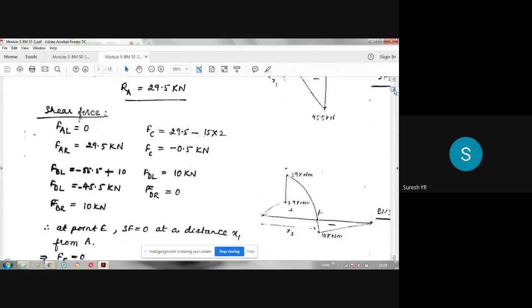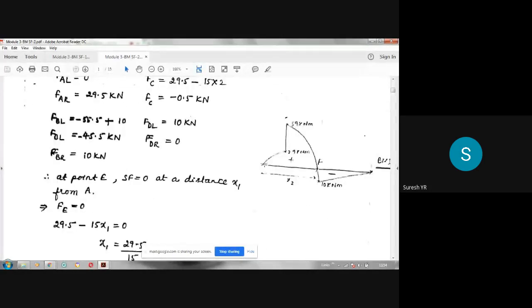At A it is 0. See, observe here. At A it is 0. At C you have two values. One is left side, another is right side. First you have to plot the left side value, which is 29. Then you have to take the right side value, which is 59. So 0, then 29, then 59, then minus 10. Minus 10 means you have to plot below this. At B, it is minus 10.